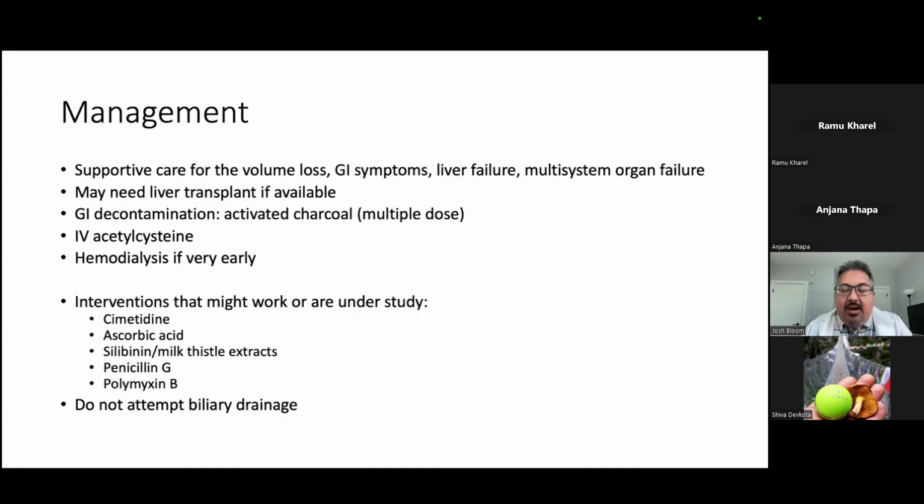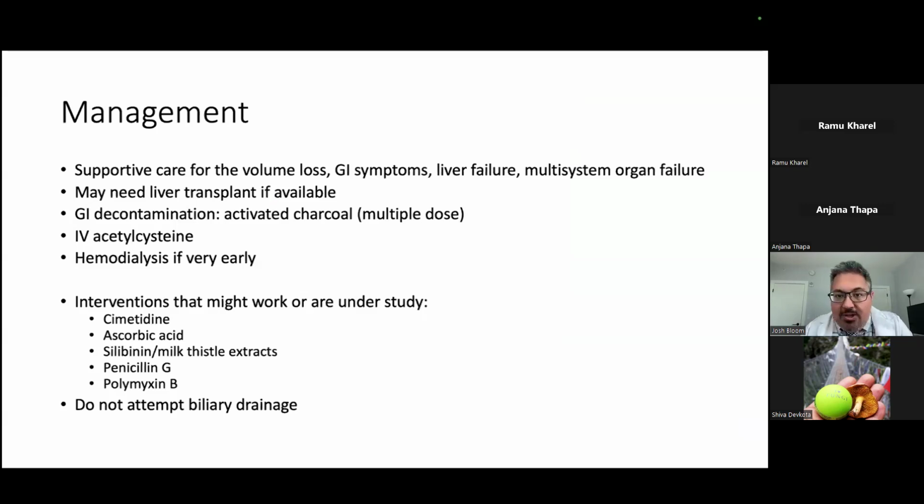So the management of this, and I will tell you the management of most mushroom toxicities is primarily supportive. But there are specific treatment options for this type of toxicity. You can use acetylcysteine in these patients. You can give activated charcoal, and activated charcoal can both prevent absorption when given early, but additionally enhance elimination because there's evidence that this toxin is enterohepatically circulated.